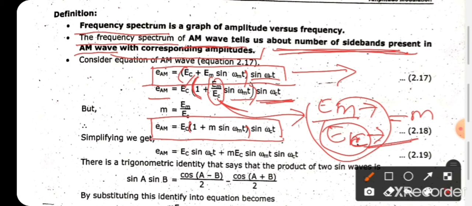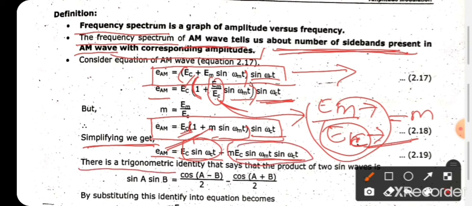omega ct. By simplifying this, we get EAM is equal to EC into sine omega ct. The second term is plus ECM sine omega mt into sine omega ct. So this one is the carrier signal and this one is the product of two sine signals. There is a trigonometric identity that says the product of two sine waves is equal to cos A minus B upon 2 minus cos A plus B upon 2.